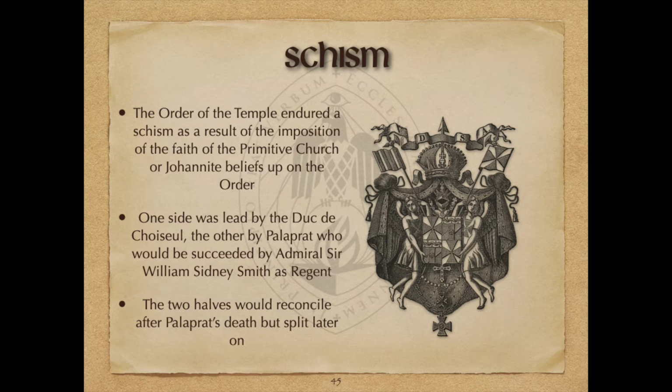So after Palaprat dies in 1838, the two halves of this schism in the Order of the Temple reconcile. Unfortunately, however, that reconciliation was only to last for so long, and eventually it would split. And this time, the Order of the Temple would shatter into 100 pieces, most of which continue on to the present day, or rather originate in the present day, as it were. But we will get to that in the last section on legacy.